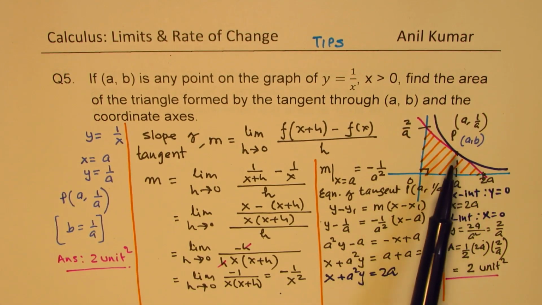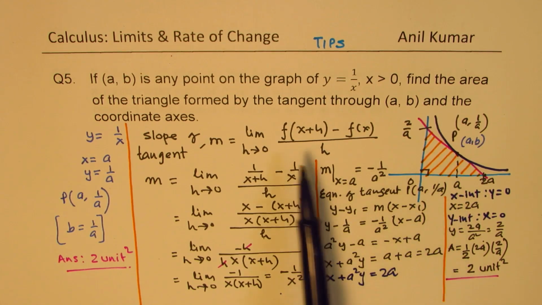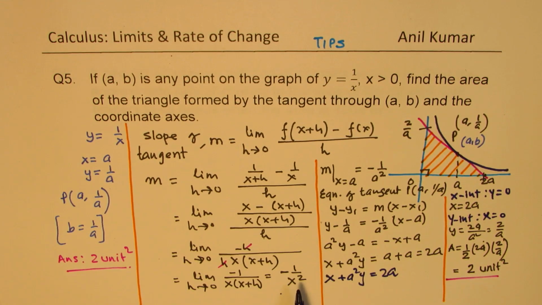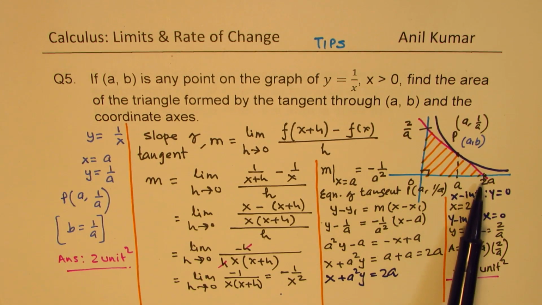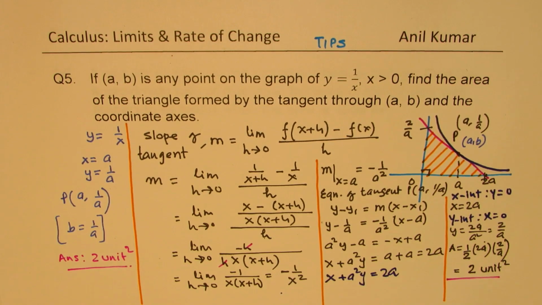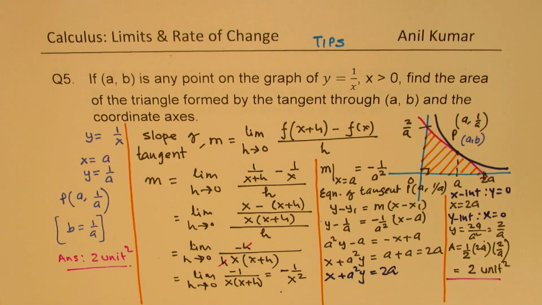So first let's find the rate of change at any given point (a, b). We use the difference quotient formula to find the rate of change. Then we found the equation of the line using y minus y1 equals m times x minus x1. Then we had the x and y intercepts. The area of the right triangle is half base into height, and that gave us 2 units. Clear? Let's move on and take the last question of this test paper.